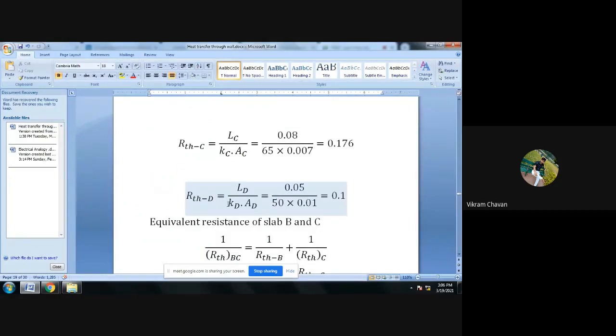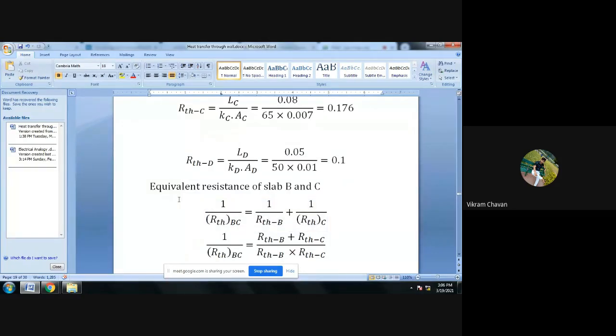But here the problem is about the parallel resistance. In that case we need to find the equivalent resistance for those parallel resistances. We know the formula: 1 upon R equivalent is equal to 1 upon RA plus 1 upon RB. For that purpose we have to use this particular formula, as we apply such formulas in electrical circuits. The same kind of formula we need to apply over here, and we have to find the equivalent resistance.